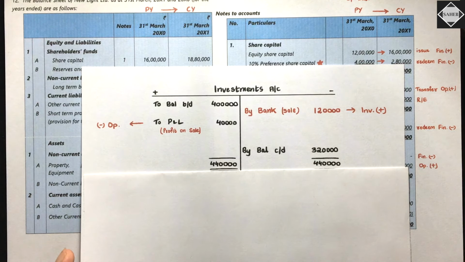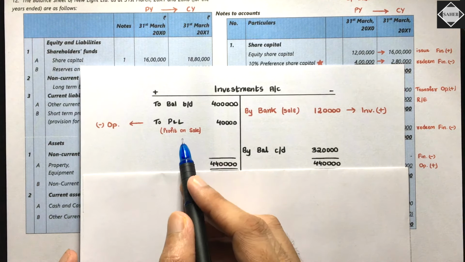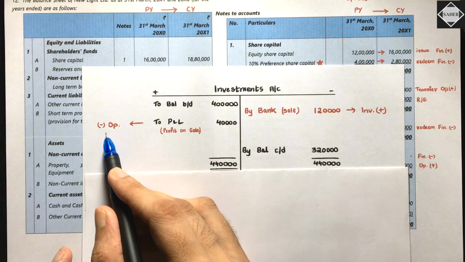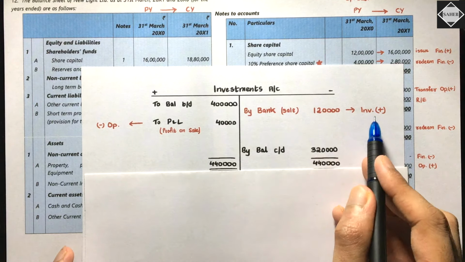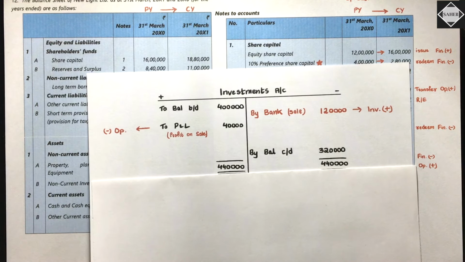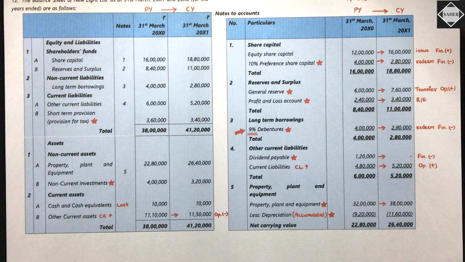So now what will happen in the cash flow statement regarding this? Profit on sale will be subtracted. We will reverse it because it's a non-operating item, right? And then the sale will be added in the investing activity, isn't it? Yes, simple and straightforward. After this, what do we have?